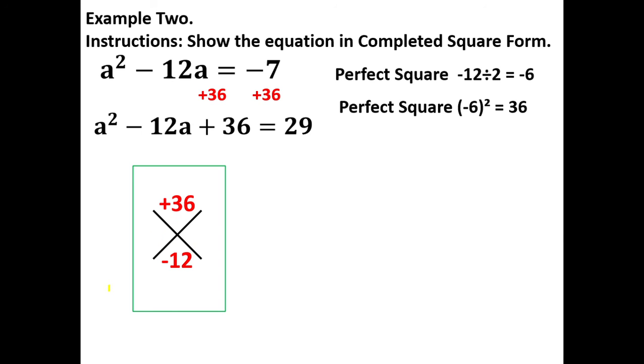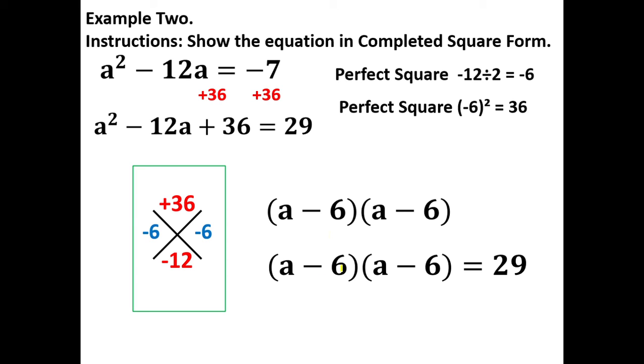And what are those numbers? Well, minus 6 times minus 6. Negative times negative is positive. 6 times 6 is 36. Okay, so the two factors we have, we take this quadratic equation and we turn it into the two factors, a minus 6 times a minus 6. So if our quadratic equation was equal to 29, then that means that our two factors have to be equal to 29 because the two factors are equal to the quadratic equation. We just broke the quadratic equation apart into the two factors.